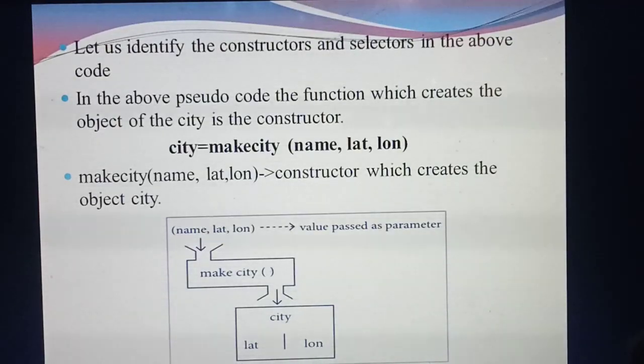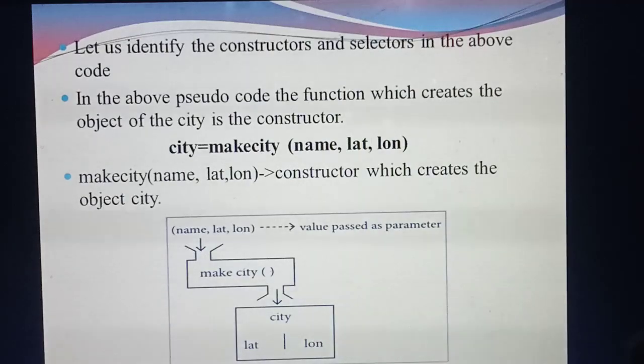See, this is the constructor diagram. See the diagram carefully. First, what's the function? Make city of. Inside make city of, the constructor will bundle together different pieces of information. What are they? Name, latitude and longitude. So you need to pass name, comma, latitude, comma, longitude.